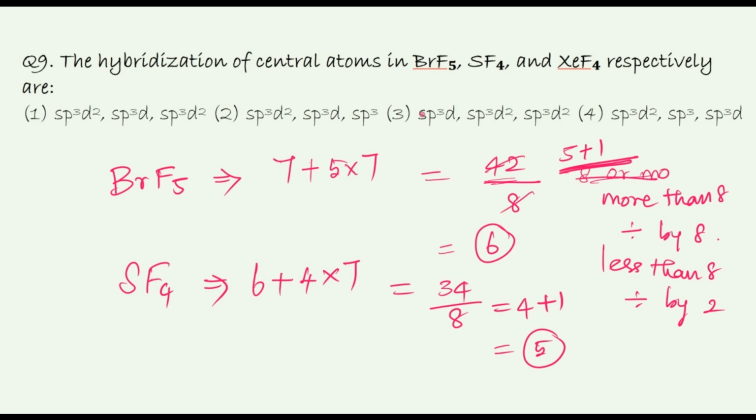Similarly, you can do it for XeF4. Okay. So tell me, what is the hybridization for 6? Total electron pairs are 6. So sp3d2, where I am having sp3d2 in 3 options. Okay. What about SF4? 5. So that is having sp3d. Okay. I am narrowing down to option 1 and 2. What about XeF4? XeF4 will have 4 plus 2, 6. So once again 6, which makes option A.